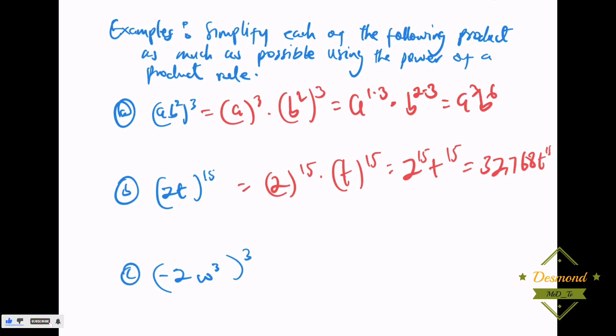Now let's go to c, the last one. With the last one, we have negative 2w exponent 3, in one bracket exponent 3. With this one too, we go with the same thing that we did for the previous one. So we have negative 2 exponent 3 dot w exponent 3 times 3, and we should have negative 8w exponent 9, and that's the answer for C.